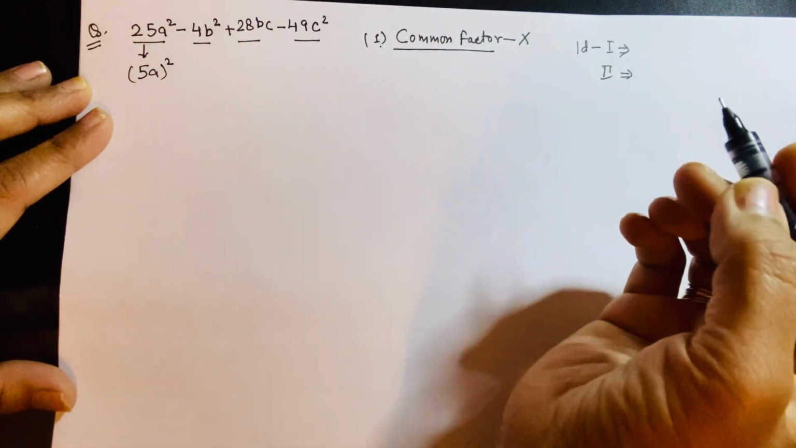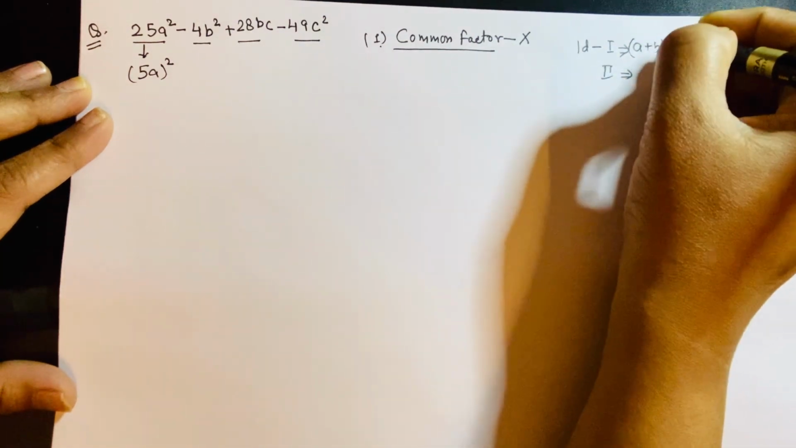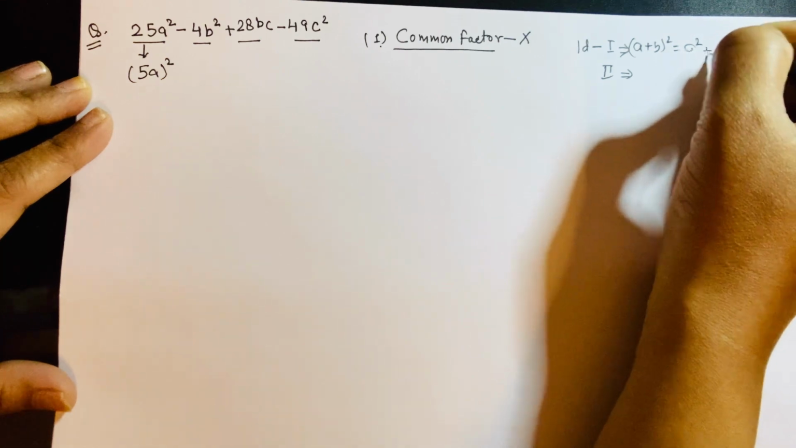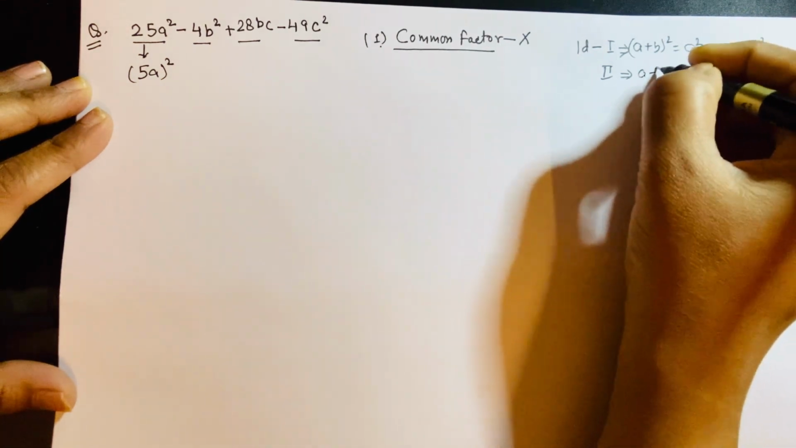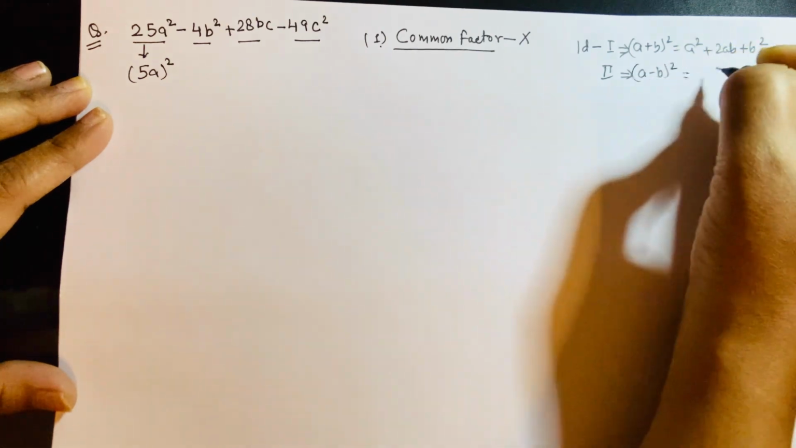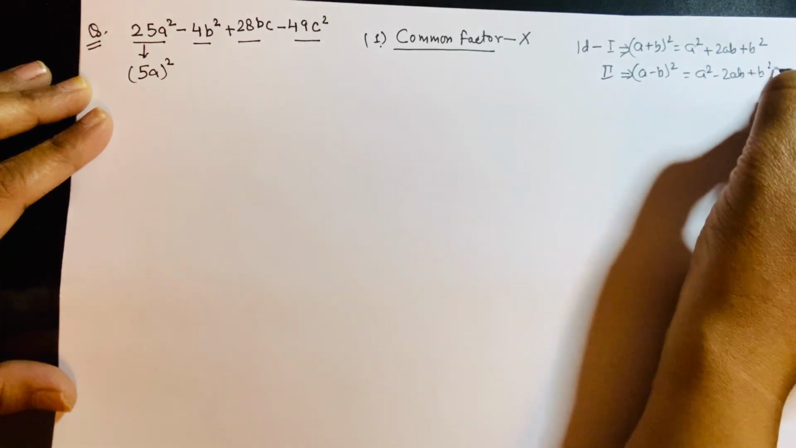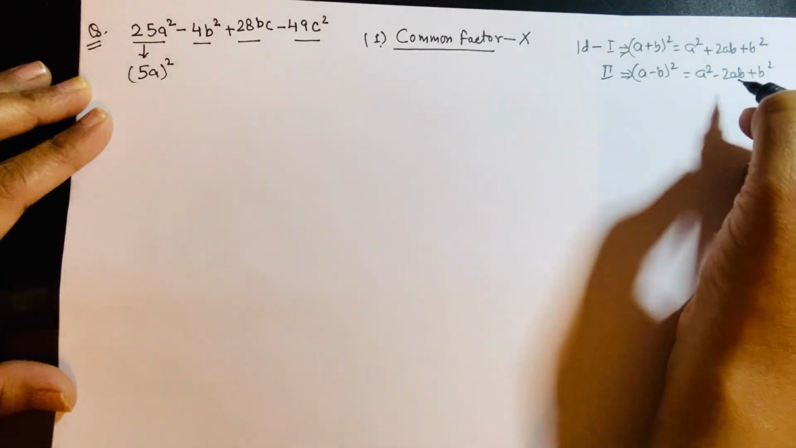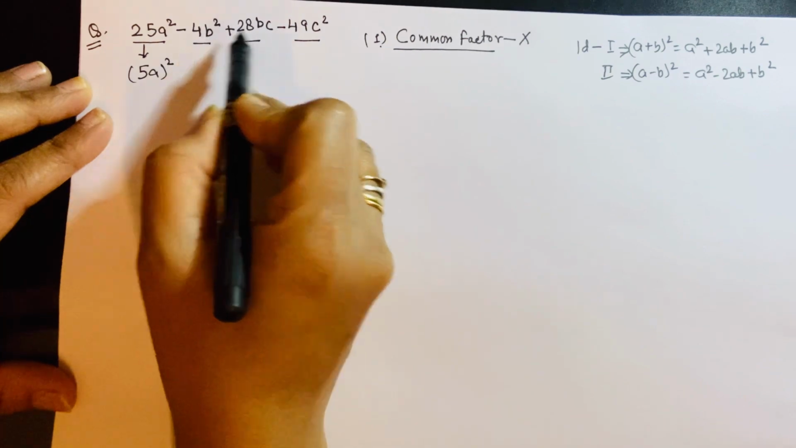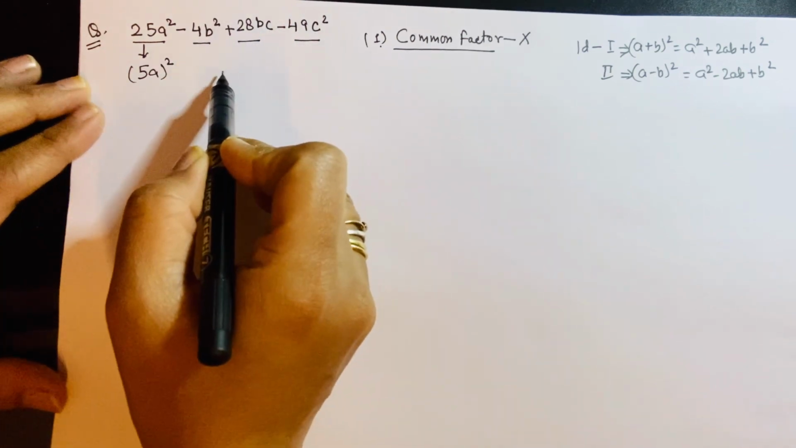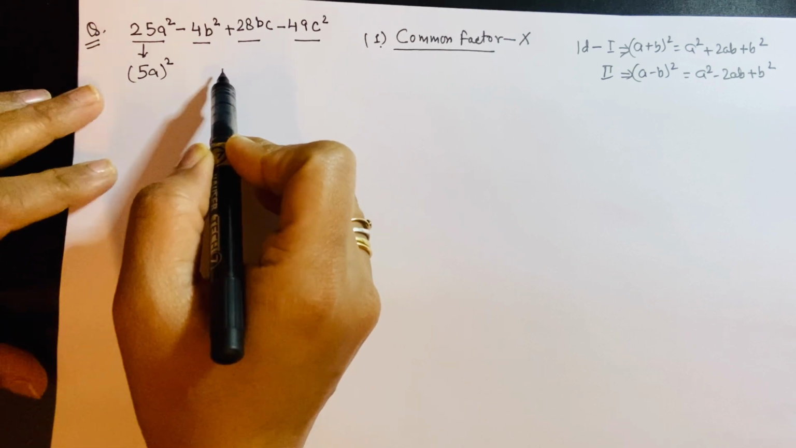So now let's see what is identity number 1. A plus b whole square is equal to a square plus 2ab plus b square. Similarly, a minus b whole square equal to a square minus 2ab plus b square is ID number 2. So you can see 2ab, a and b. So here b and c, bc. So this much study you have to do before you solve this question.